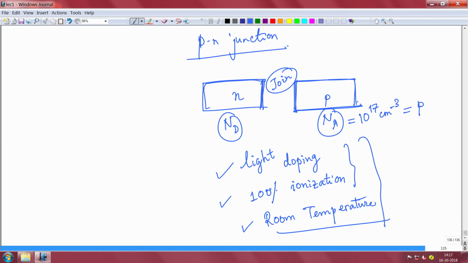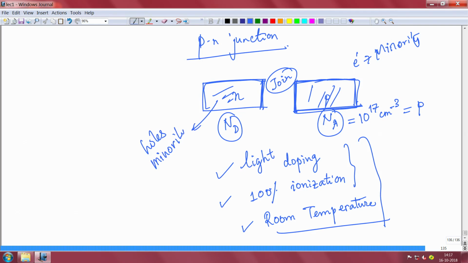See, this side is p-type doping, so there are many holes. There are very few electrons on this side, so electrons are the minority. Electrons are very low in concentration, as you know. Similarly, on the other side, because it's n-type doped, holes are a minority. That means hole concentration is very low.